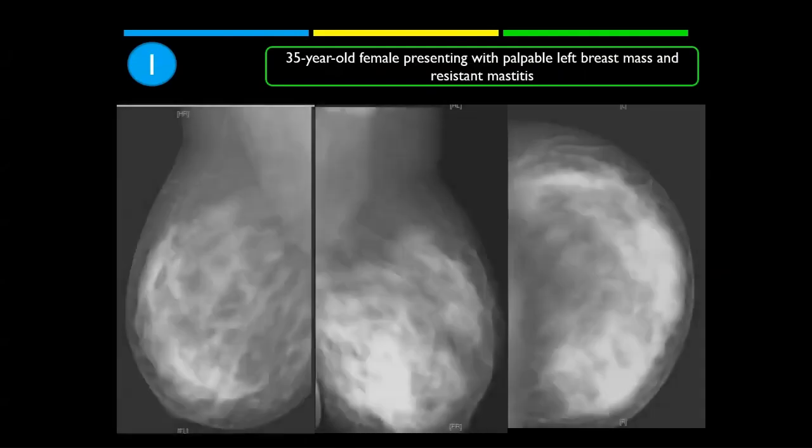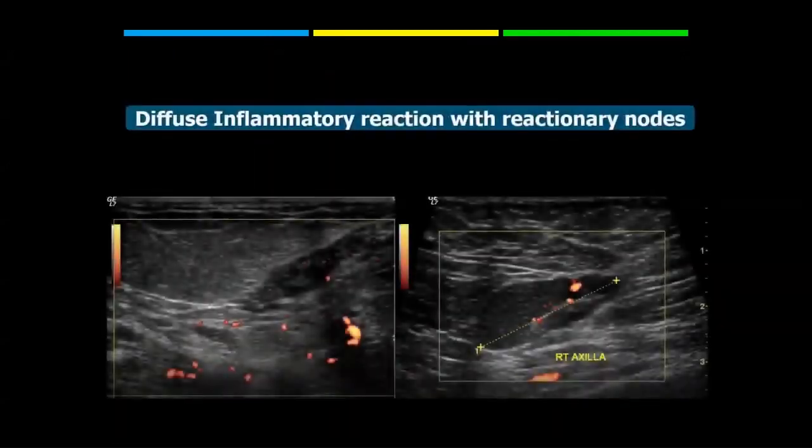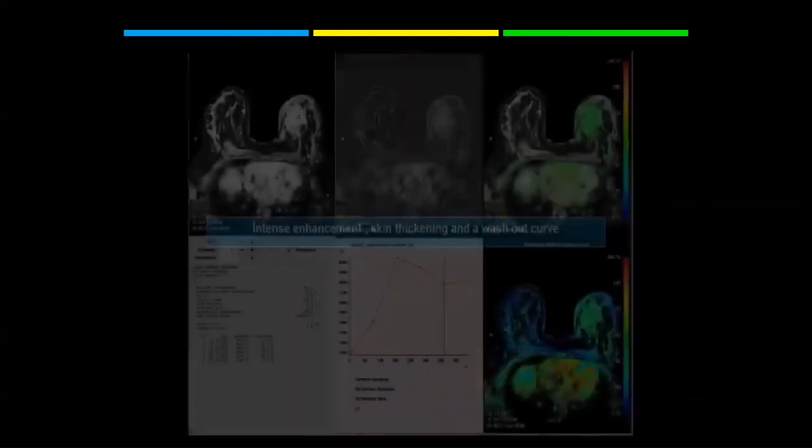Now we go back to the cases. Maybe some of them I showed you in my lecture. This is the first case with the global asymmetry and diffuse inflammatory changes of the right breast.